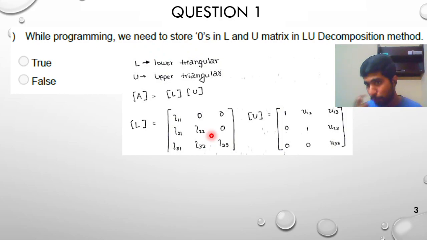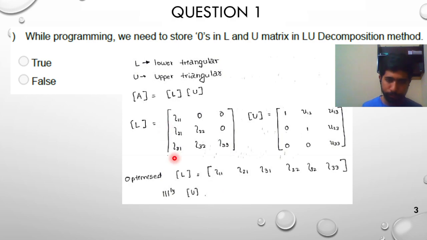Although you can do it like this, this is not a problem, but what people typically do is try to convert this into 1D arrays. Why? Because there are many zeros here, and we don't want to really store them. So the L matrix is stored something like this: all the row 1, row 2, row 3 elements are stored first, and then your row 2, row 3.